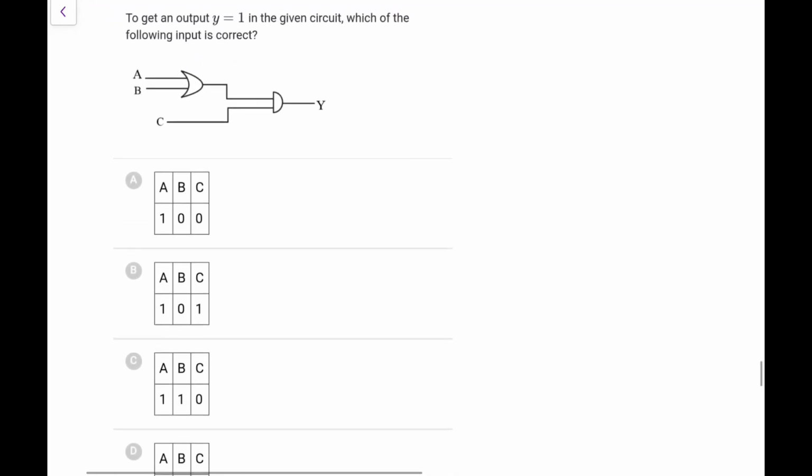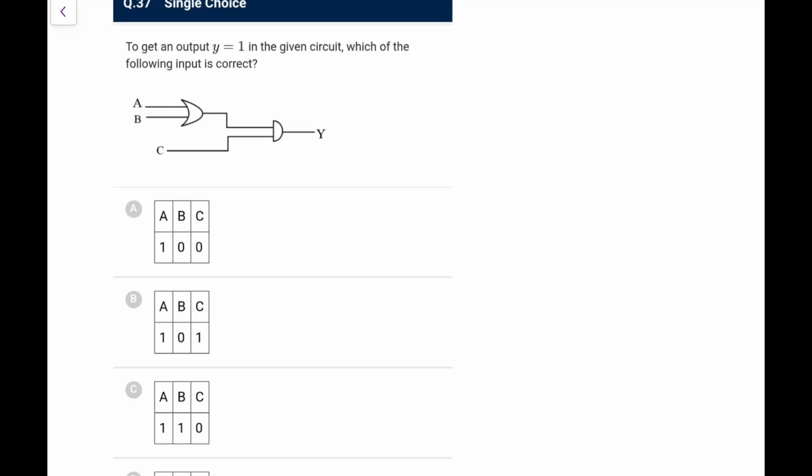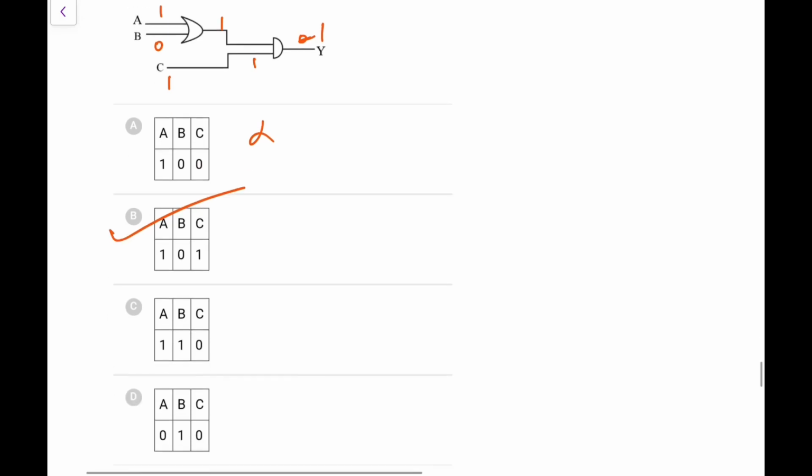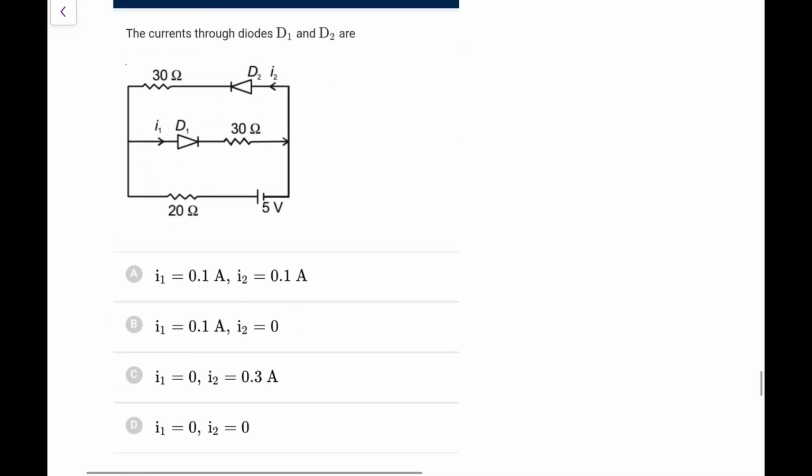Next, to get an output Y equal to 1 in the given circuit, which of the following inputs is correct? So let's try ABC, let's say 1 0 0. So 1 and 0 1, and this is 1 and 0, it would be 0. So this is rejected. So the first one is not right. Now the second one, what we have here, 1 0 1. So this becomes 1. If this becomes 1, this is 1 and 1, and this will become 1. So definitely it is going to be option B. No need to check the others, because it is coming out as 1. You can check for your wish if you want.